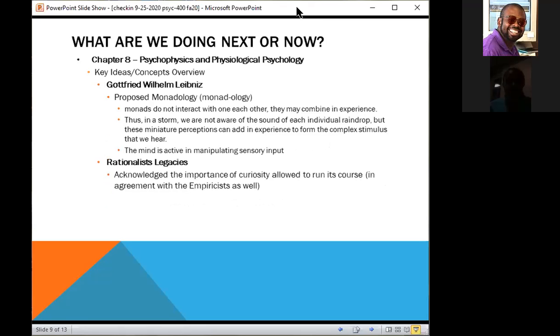So then we get to Gottfried Wilhelm Leibniz, and he proposed a monadology, and these things called monads. Monads do not interact with each other. They may combine to result in what we experience. We can use this as a descriptor: let's say you're in a storm. You may not be aware of the sound of each individual raindrop, but these miniature perceptions, these miniature drops that are happening, add to your full and more complete experience, and that's what we hear.